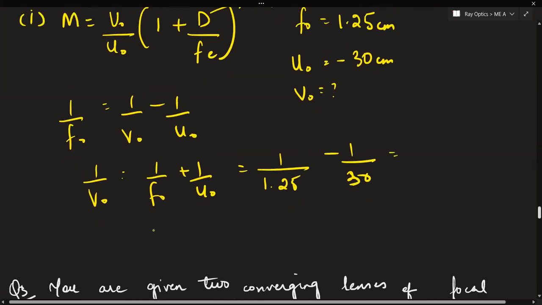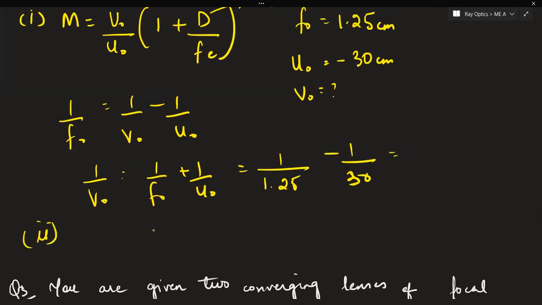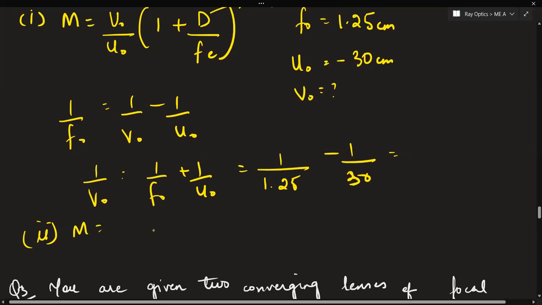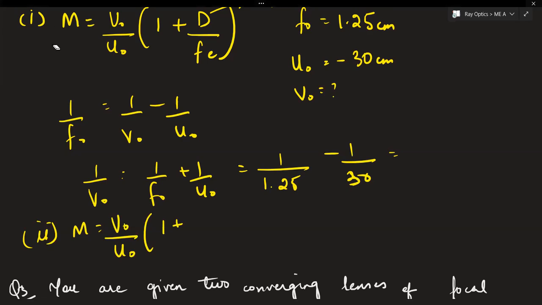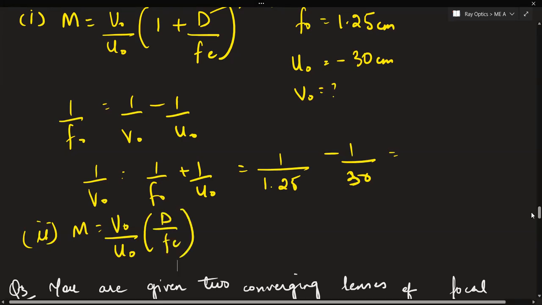And for the second part, when the image is formed at infinity, V naught by U naught, one will get removed. You will just have D by F. So it will be one less than what we have calculated. Okay, note it down.